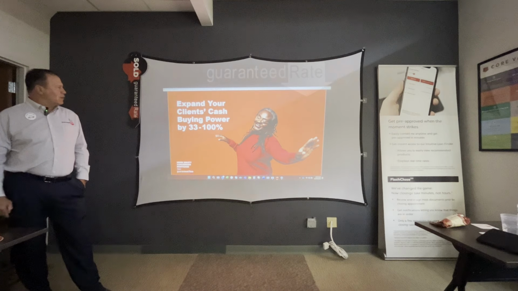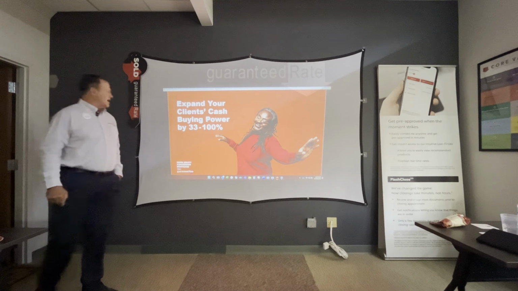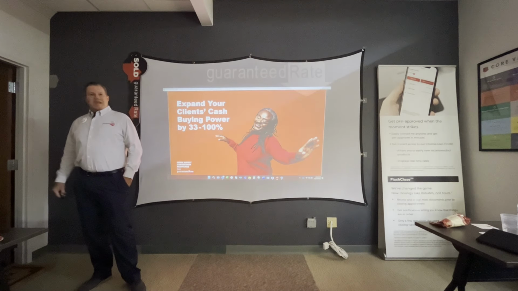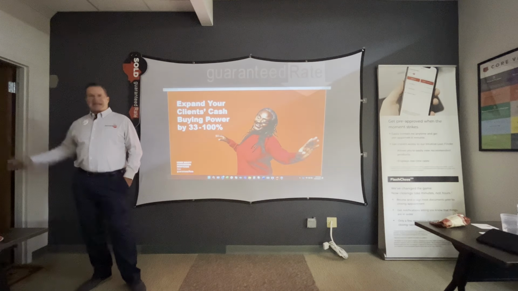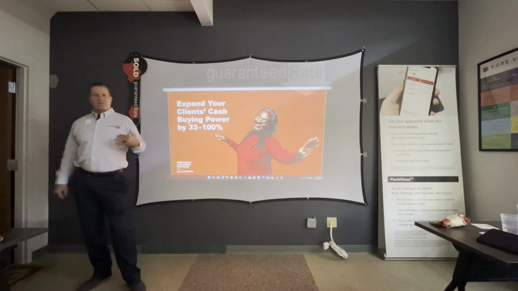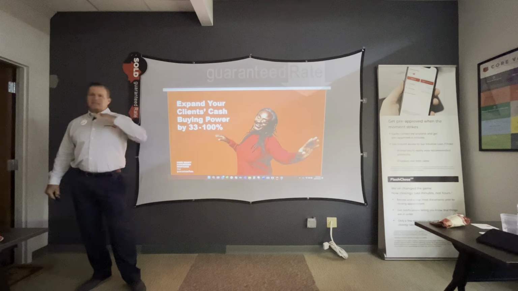All right, so this is the big one. Expand your client's cash buying power by 33% to 100%. Basically, the older someone is, the more leverage they get. If someone is at 80-ish, they can double their cash purchasing power. Someone has $500,000, they can buy a house for $1 million and just use $500,000. I just threw that number out for easy math, right?